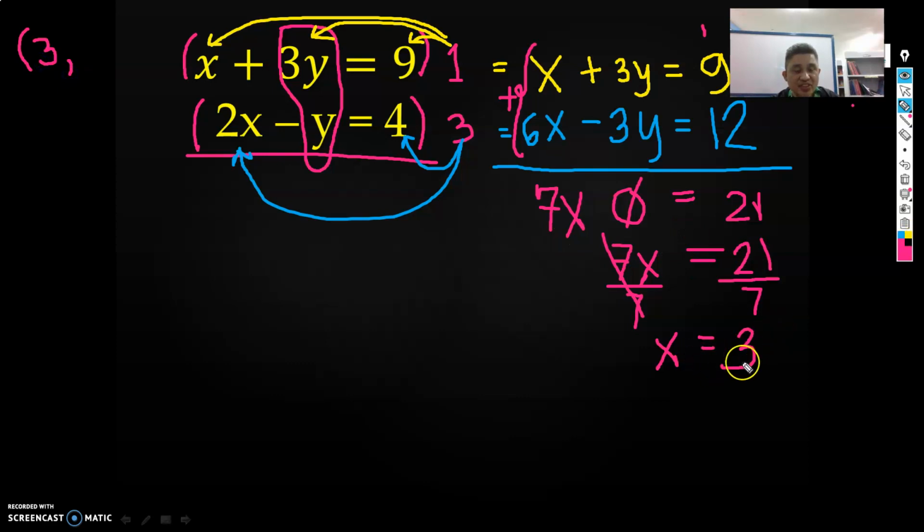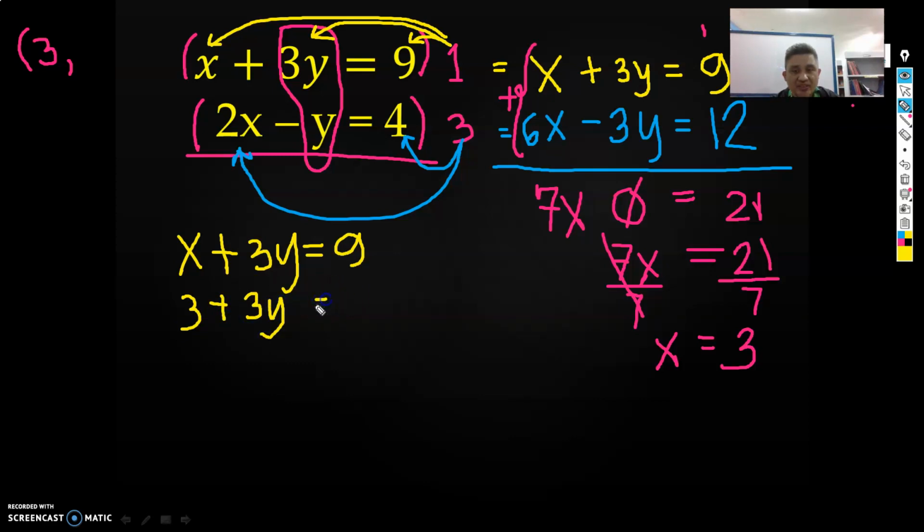Next, so paano naman natin makukuha yung value ng isang variable, which is y? Sulat naman natin kung x plus 3y equals 9. Sabi, the value of x is 3. So, palitan natin yung x ng 3. 3 plus 3y equals 9. Next, ang gagawin natin, since hindi natin pwedeng i-add yung 3 doon sa 3y, itong 3 na to, ililipat natin dito sa kabila.